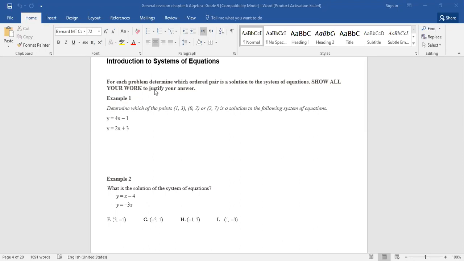Determine which of the points is a solution of the following system of equations. Can anyone remind me how many ways we studied to solve a system of equations? Yes, Jana. Could you please tell me how many ways did we study to represent the system of equation in this chapter? Two, which is? Graphically, by y equal mx plus b.